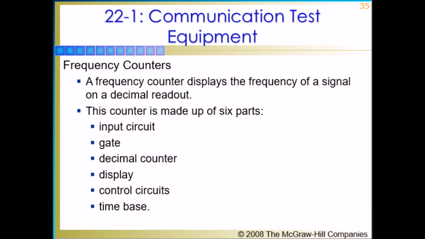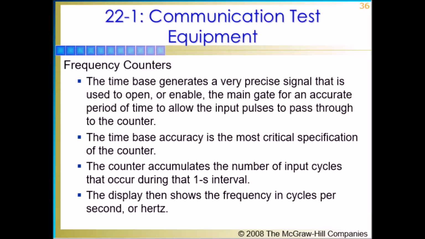What is frequency? Frequency is a measure of the number of events or cycles of a signal that occur in a given time. The usual unit of frequency measurement is hertz, or cycles per second. The time base generates a very precise signal that is used to open or enable the main gate for an accurate period of time to allow the input pulses to pass through the counter.